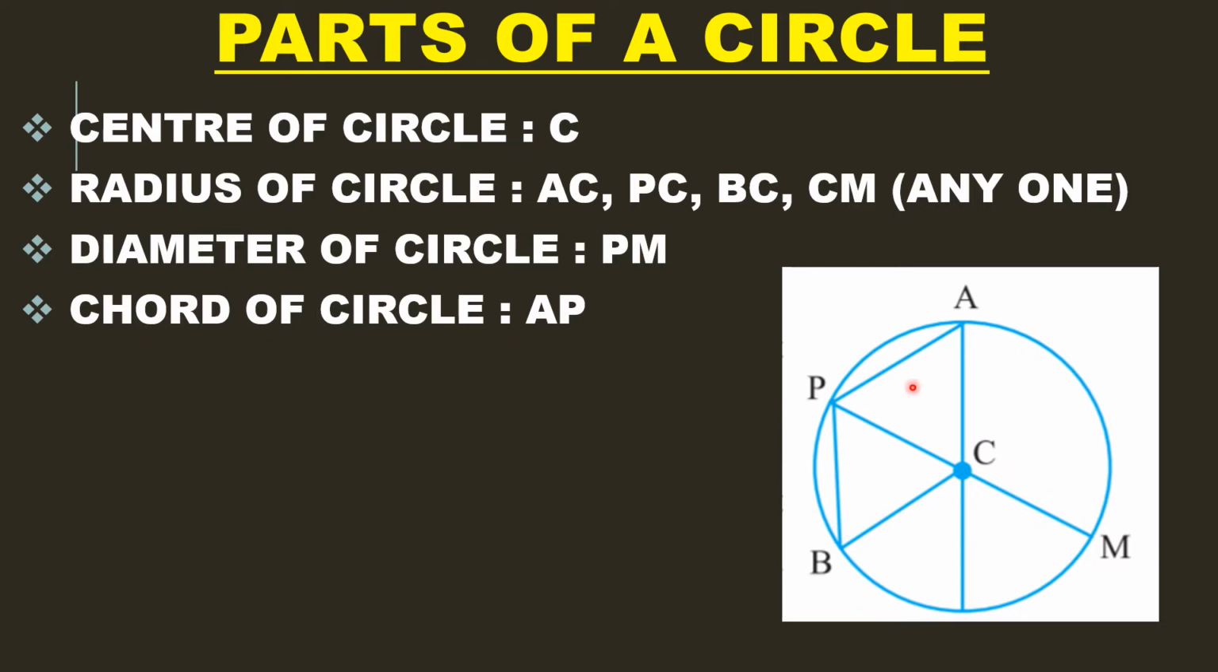The definition of a chord of a circle is a line segment that connects points lying on the boundary of the circle. You can see here AP is a chord, and you can observe more than one chord here. PB is another chord and PM is the longest chord of the circle. If you observe PM, it divides the circle into two equal parts, that is the semicircle above and below. So the diameter is the longest chord of the circle. You can write any one here, so I'm writing AP.